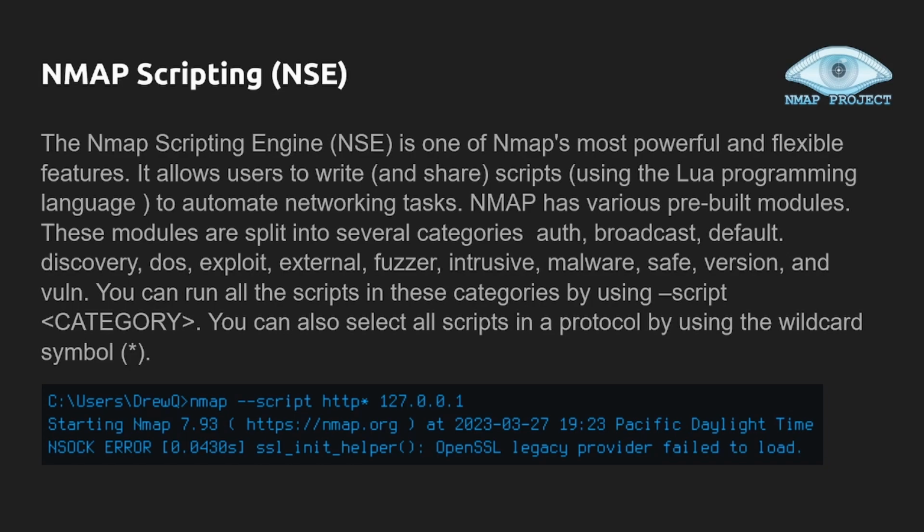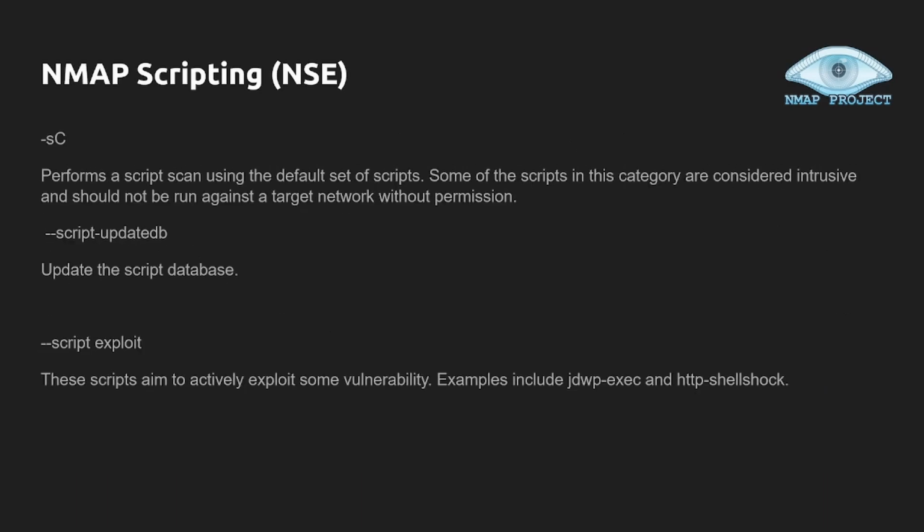Nmap has this scripting engine, also known as NSE, and this is one of Nmap's most powerful features. It has several categories of scripts, and you can run any of these categories by using these keywords: auth, broadcast, default, discovery, DOS, exploit, external, fuzzer, intrusive, and more. You can also specify what scripts you want by protocol. So if you look at the image at the bottom here, Nmap is going to run all HTTP scripts on localhost. -sC runs the default category of scripts. Script update DB updates the script database, and script exploit actively tries to exploit vulnerabilities. So I wouldn't run that on production machines.